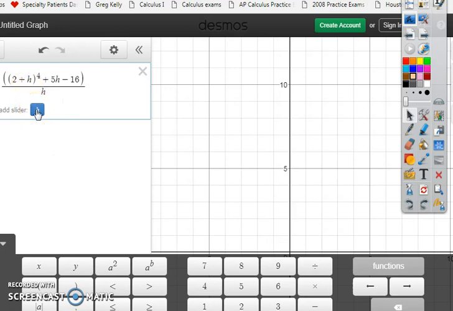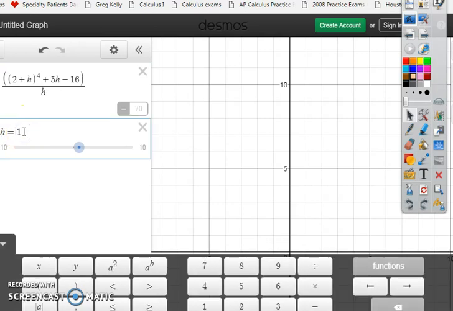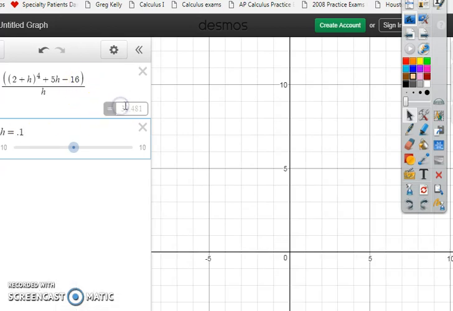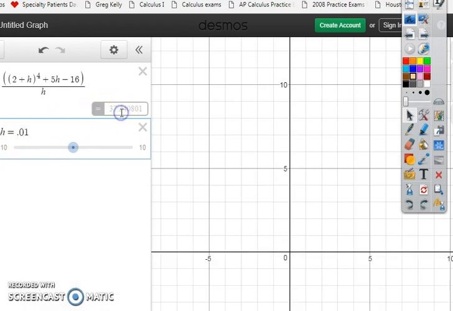So Desmos gives you the option of deciding what h is. And I'm going to make my h really close to 0, like 0.1. And it tells you, I don't know if you guys can see that, but that says 39.481, which I can make more contrast. But it says 39.481. If I try it closer than 0.1, like 0.01, it looks to be roughly 37.24.